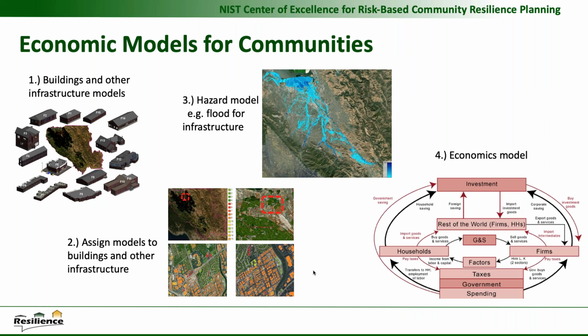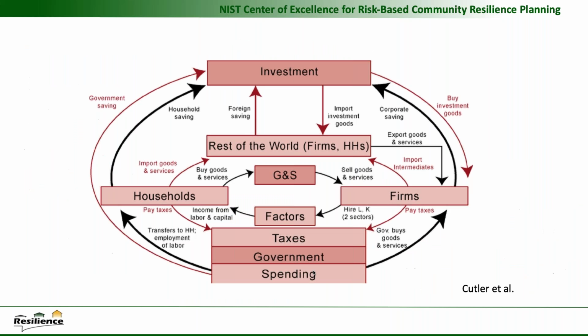And so the idea would be, a simple concept here. This is a county over in California, or a portion thereof, and buildings and other infrastructure models are then assigned, as you see in step 2 here, assigned to all the infrastructure in a community. There's a hazard model. I'm showing a flood here, and then this all translates into the economics model. And so this is just perhaps the simplest way to then predict the effect of a flood on the economy.